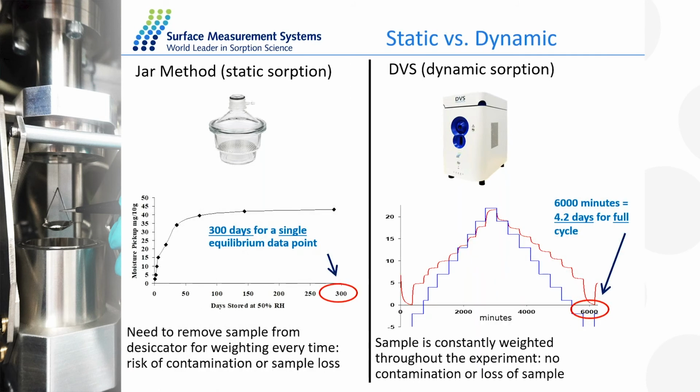Also, with the jar method, you need to remove the sample each time and weigh it each time to obtain data points. And of course, in this case, you have a risk of contamination or sample loss, and it can take a very long time just to get one single data point. However, in our case, the sample is measured constantly and weighed throughout the experiment with no contamination or loss of sample. And for this reason, we can have very short experimental times.